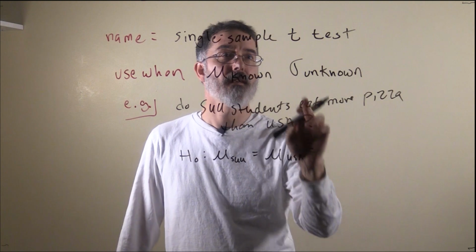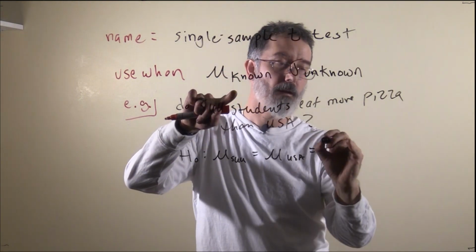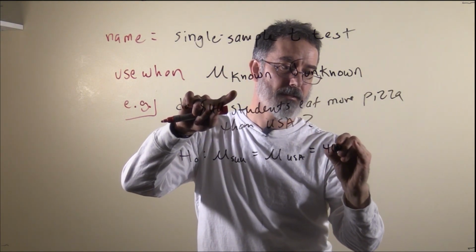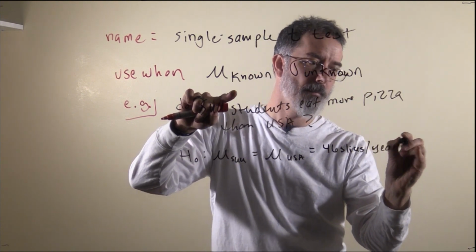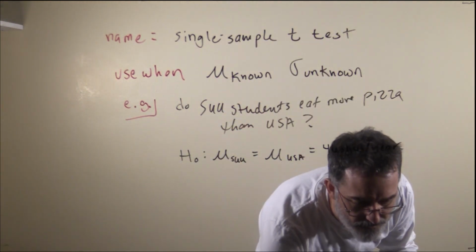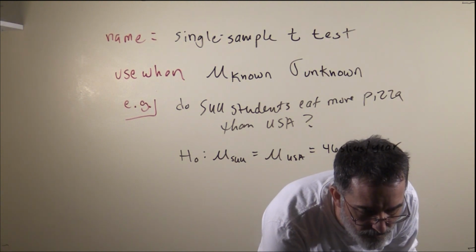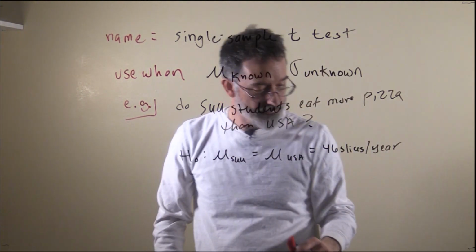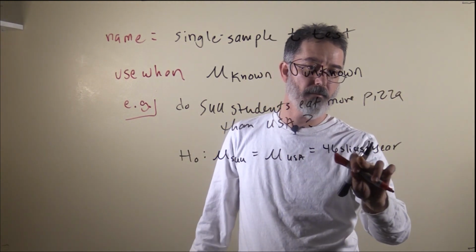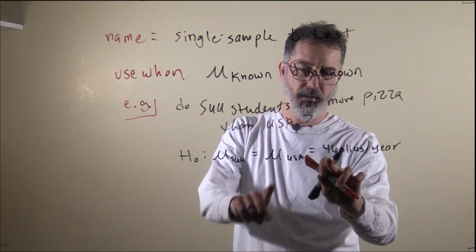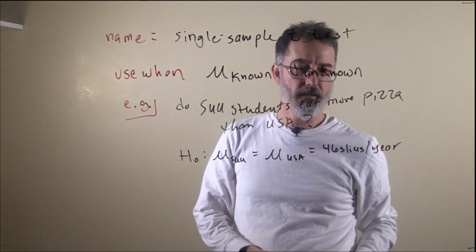And I have the population mean at 46 slices per year. And I got that information off of blog.slicelife.com. So we'll just assume for this example that this is the accurate population mean for Americans, that Americans eat 46 slices of pizza a year.